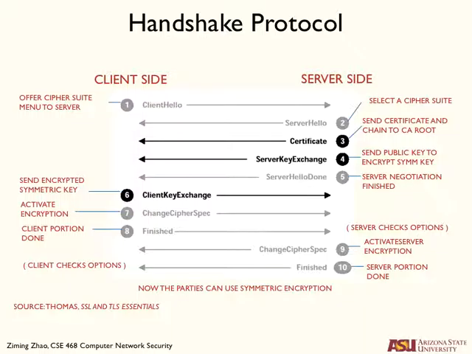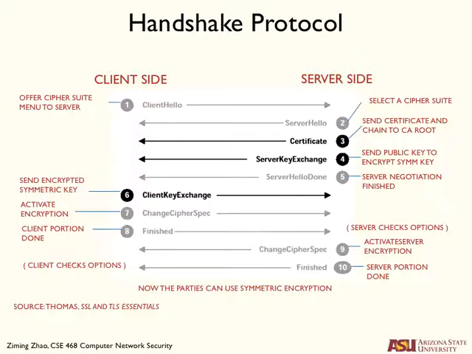So this is the detail of how it works. First, the client side, like your browser, will send out a message like a ClientHello message. In this ClientHello message, the client side will offer a Cipher suite menu to the server. Basically, the client wants to say, these are the crypto algorithms implemented in my machine, and you can choose which algorithm you want to use for the future communication.